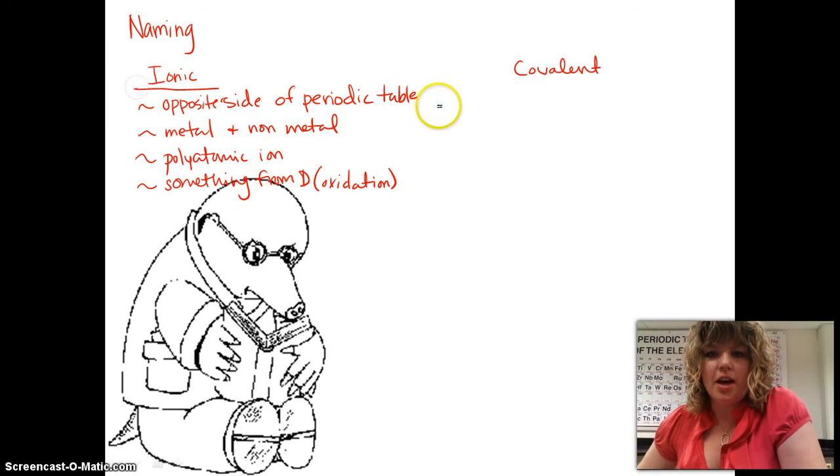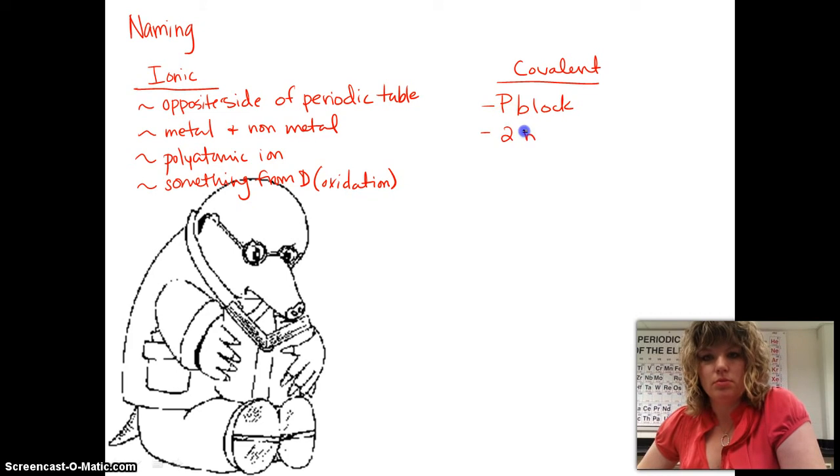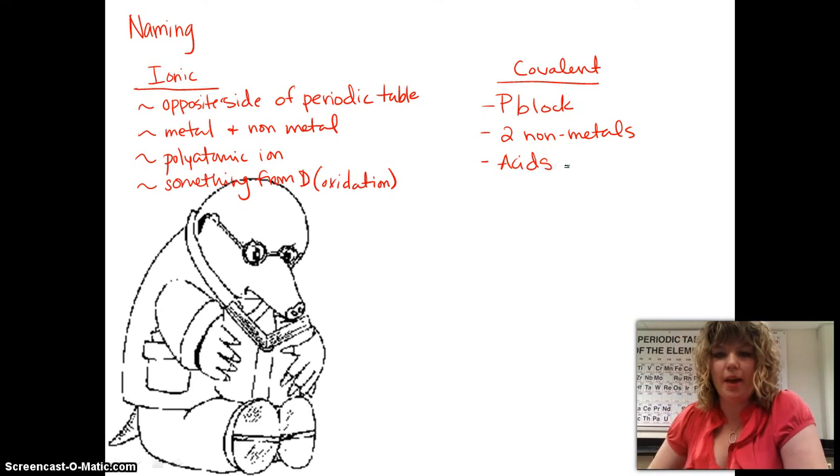Okay. Covalent bonding is going to be all in the P block. So both elements are from the P block. That's covalent, and it's 2 nonmetals. And acids. Acids are covalently bonded. Okay. So there's some of the things that we can look at.